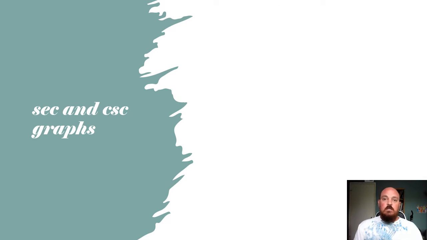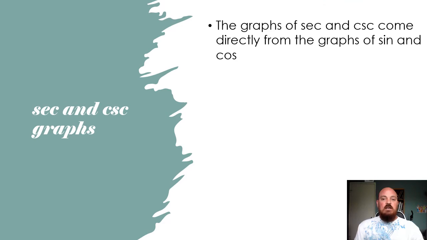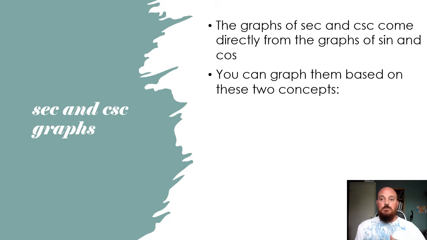So let's start with secant and cosecant. And we know those two functions are the reciprocals of sine and cosine, and we're going to use that to do the graphs. So when you're graphing a secant or cosecant function, those graphs come directly from the graphs that we just did, from sine and cosine. So basically, here are the two concepts we're going to focus on. They both have to do with being a reciprocal.